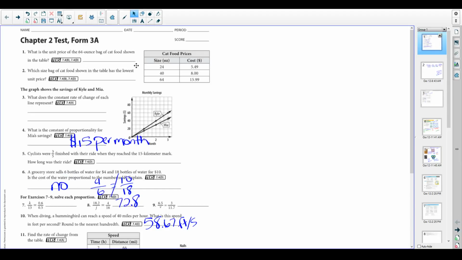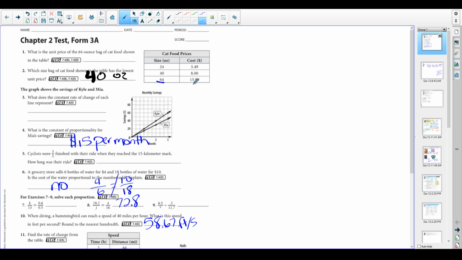So we're answering review questions. Chapter 2. So we did the evens together. Whoops. We said this one was the 40-ounce bag. So now let's just knock out the odds so we can all get an A tomorrow. So number 1, what's the unit price for a 64-ounce bag shown in the table?